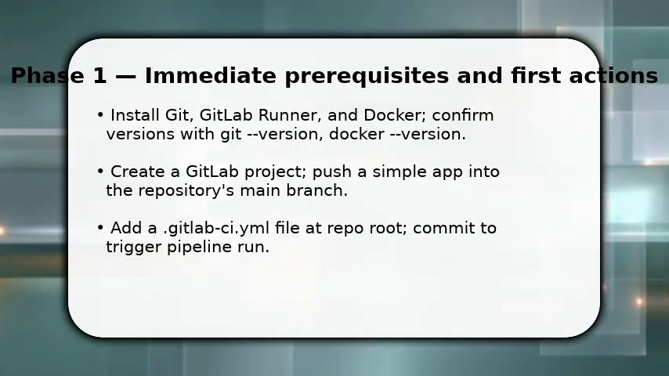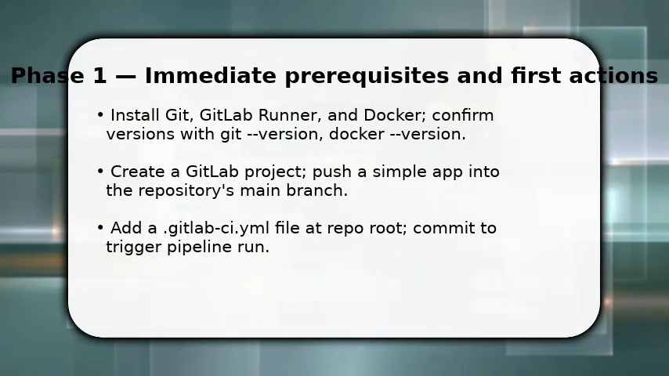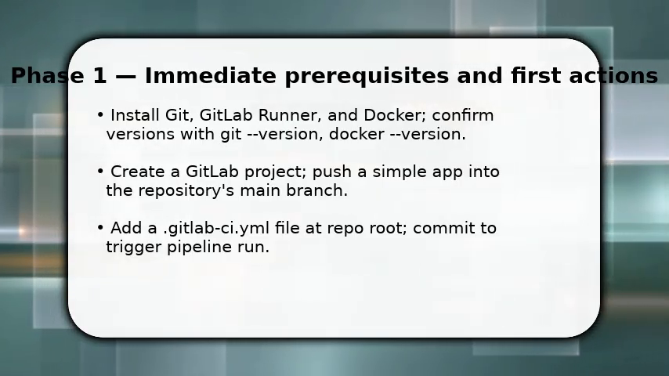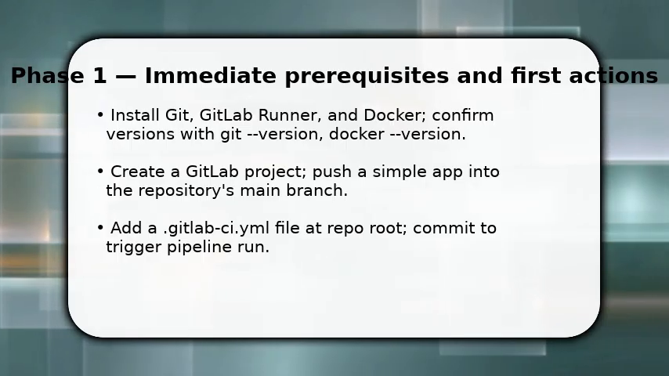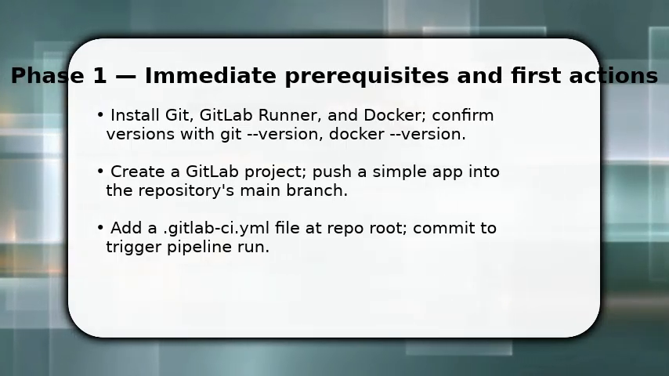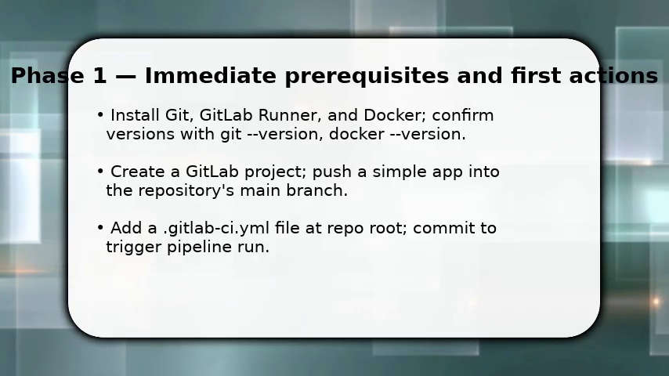You start by preparing only what matters. Install Git, Docker, and GitLab Runner, then verify versions. This prevents weird CI failures later. Create your GitLab project and push a minimal app to main so the pipeline has code to build.